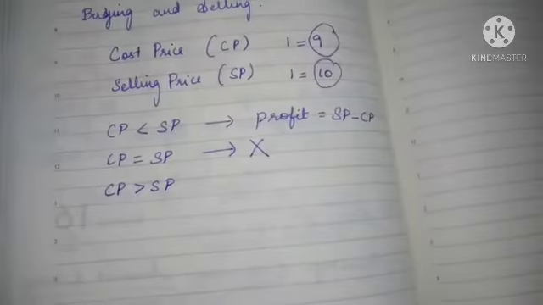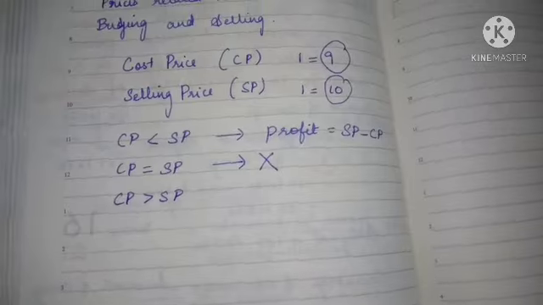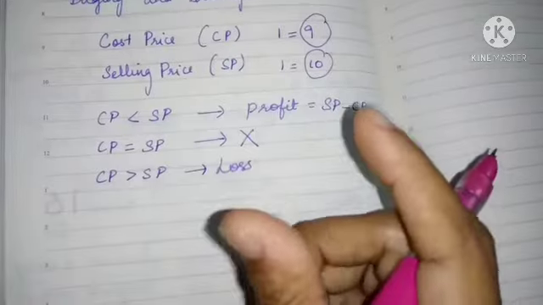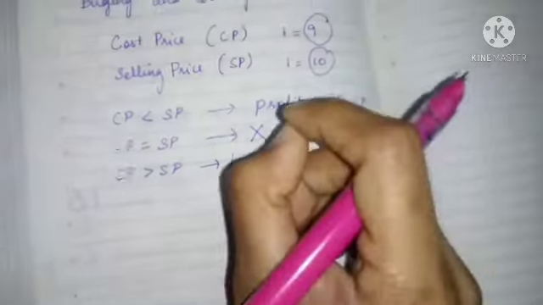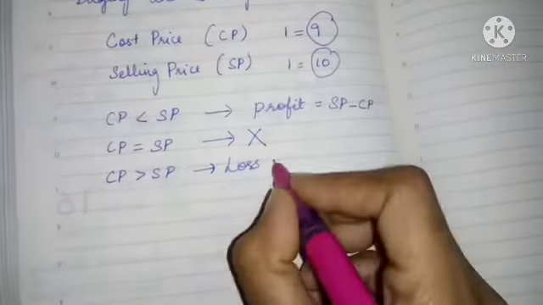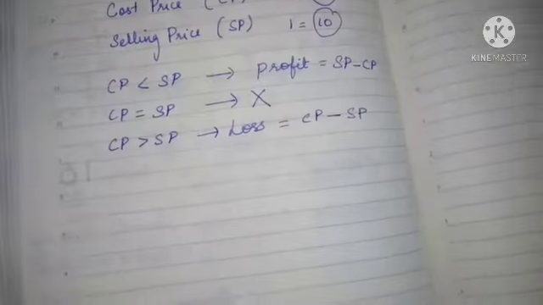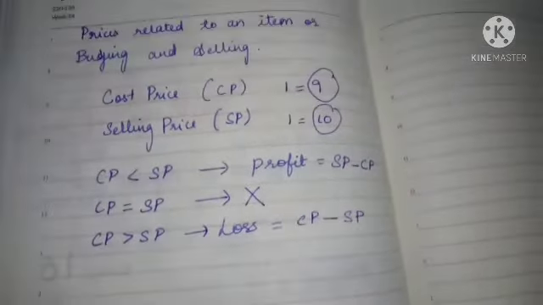Next, when cost price is greater than selling price: if you buy a good for 11 rupees and sell it for 10 rupees, you will face a loss. When the cost price is high and the selling price is low, we face a loss. How do we find that loss? CP minus SP, which means cost price minus selling price. So this is the major concept you should know.